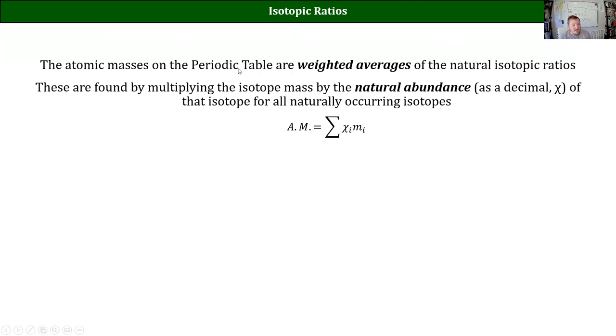So the key to using the atomic masses on the periodic table, and I said this once, and we didn't really go over any mathematical examples, is that they're weighted averages of the way that different isotopes occur in nature on Earth. A different planet could have different atomic masses, because our particular planet has a certain ratio of carbon-13 to carbon-12, for example. Other planets might have a different ratio of carbon-13 to carbon-12 occurring naturally. So these are specific to our planet.